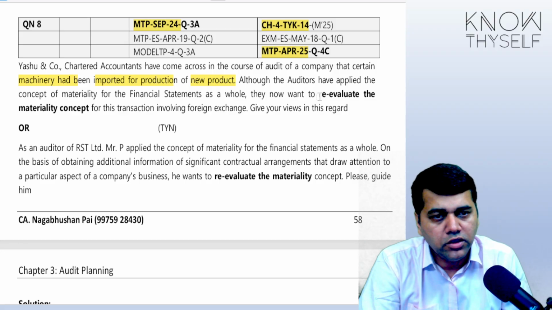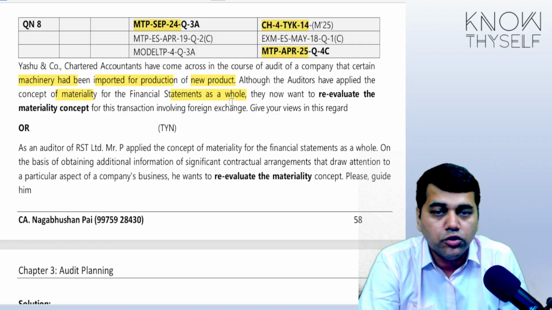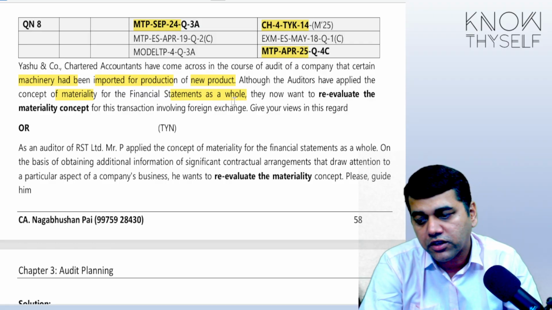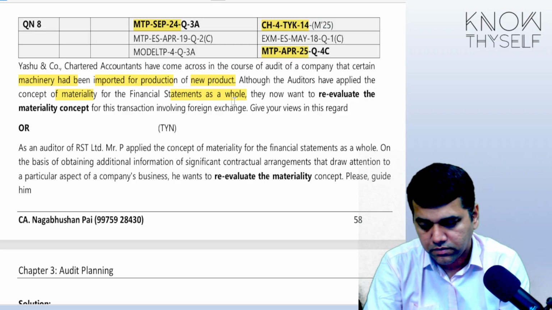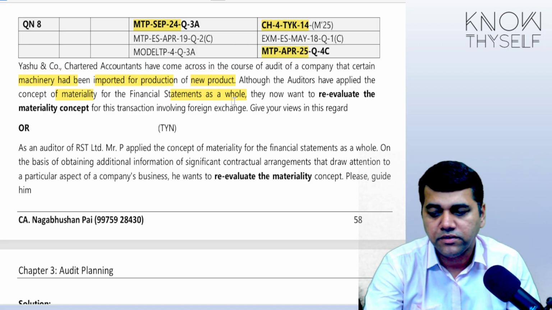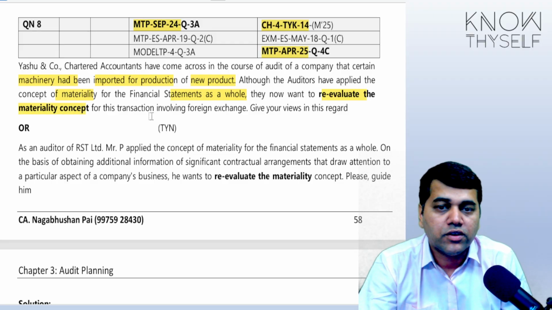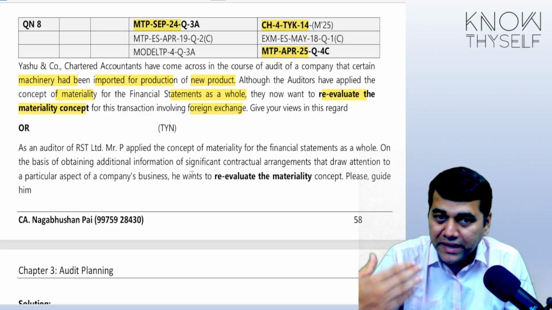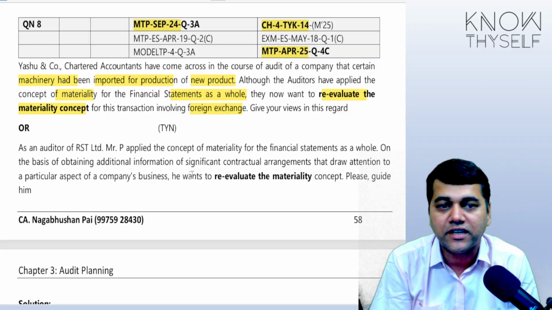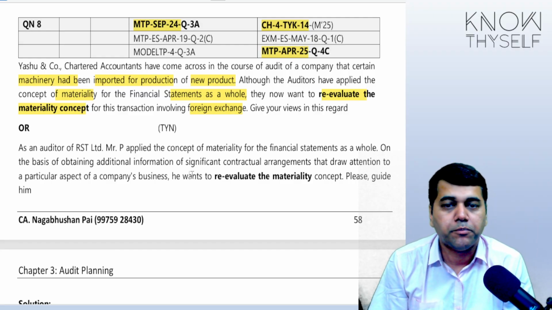Although the auditors have applied the concept of materiality for the financial statement as a whole, which materiality are they talking about? They are talking about the financial statement audit, the overall financial statement. They now want to re-evaluate the materiality concept for the transactions involving foreign exchange. That means they need to separately evaluate, they need to revise that now, because previously they were not aware that they were going to import machinery for production of a new product.